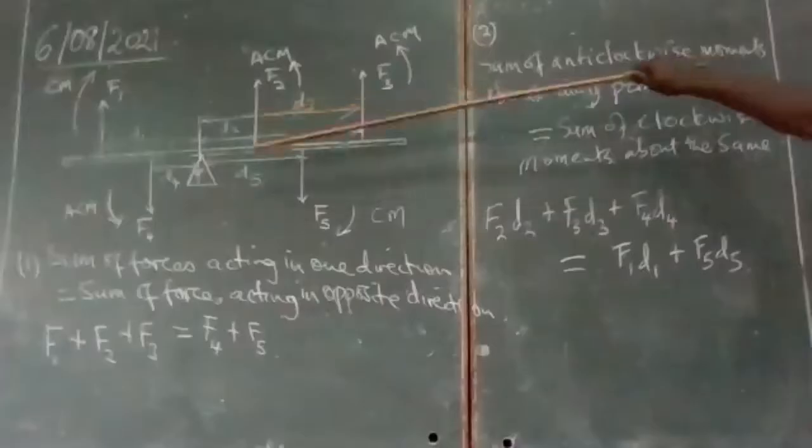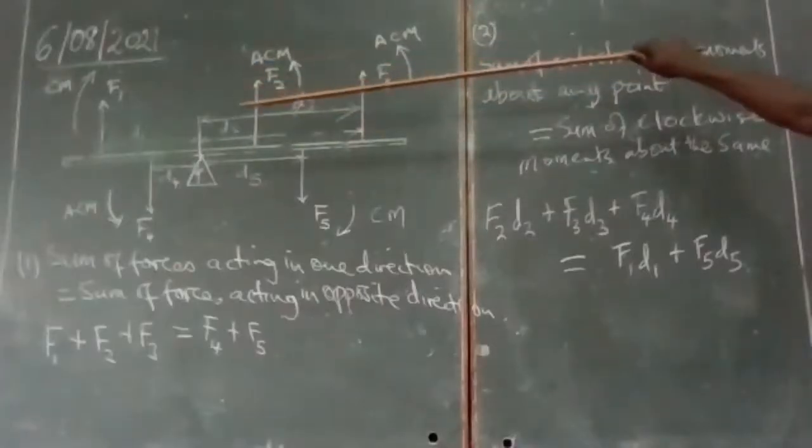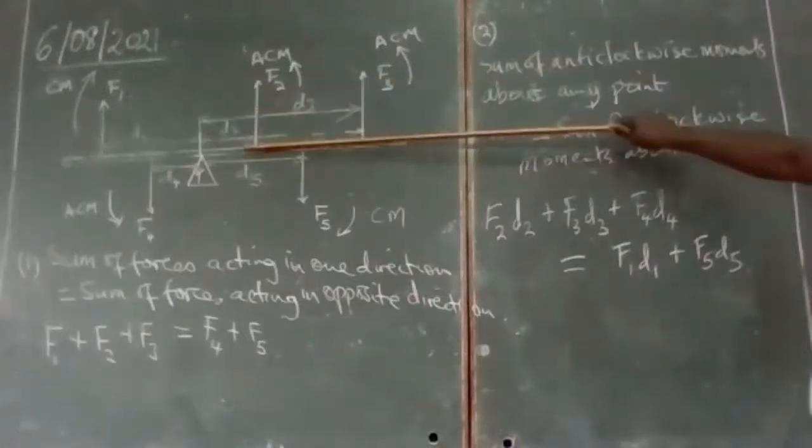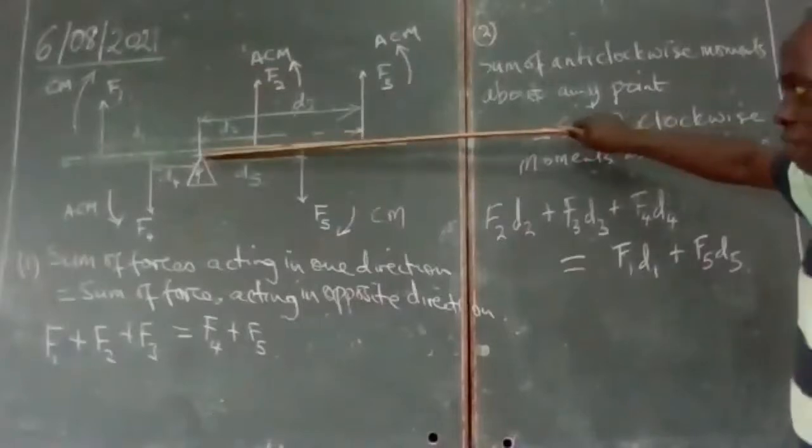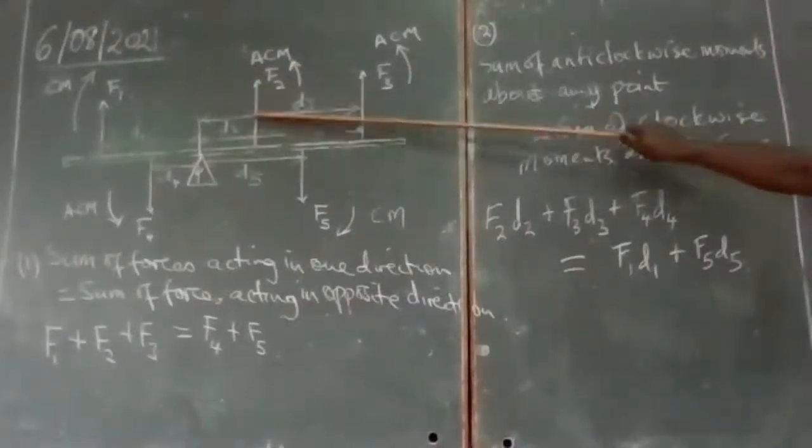Now, please, I want you to take note of something. Where was I getting, how was I measuring the distances? I was measuring those distances from which point? From the pivot. Pivot to the force. Is that clear? Yes. All distances are measured from the pivot to the line of action of the force.